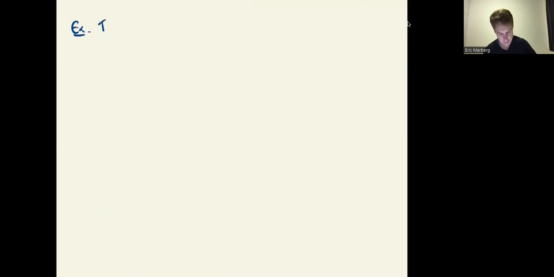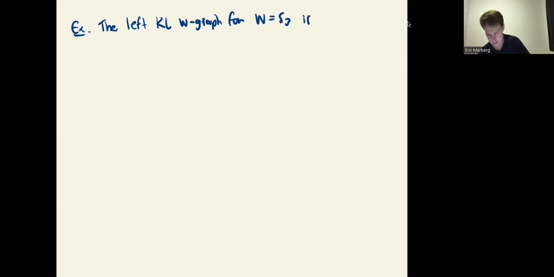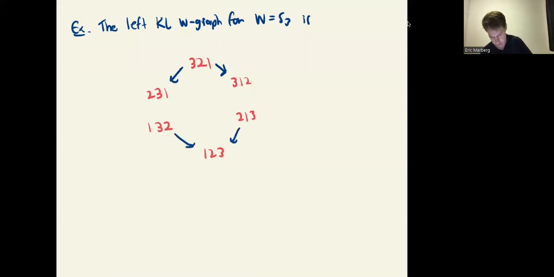The left KL W graph for W equals S3 is just this picture: 3, 2, 1, 2, 3, 1, 1, 3, 2, 1, 2, 3, 2, 1, 3, 3, 1, 2. There's an arrow going here and here, and then arrows going here, and then arrows going up and down. And in this example, all of the edge labels are just 1.